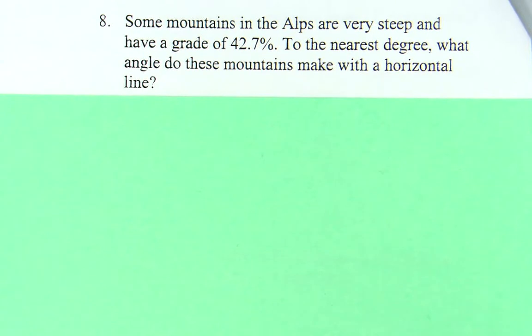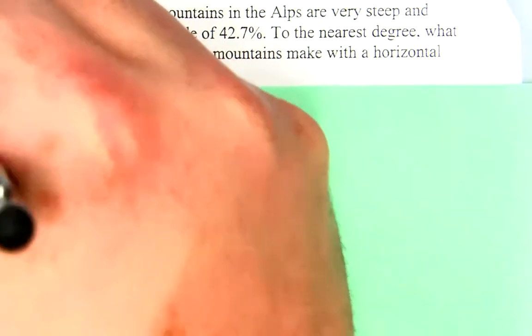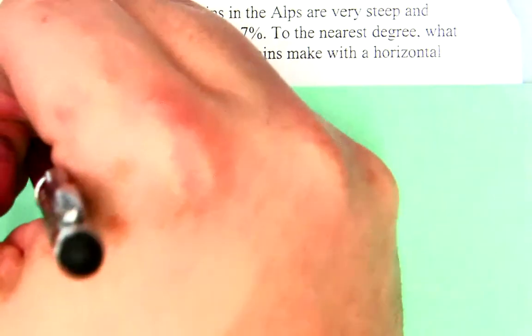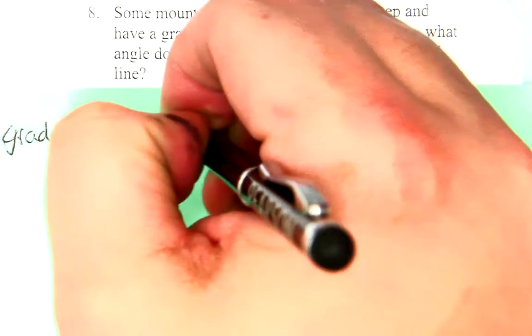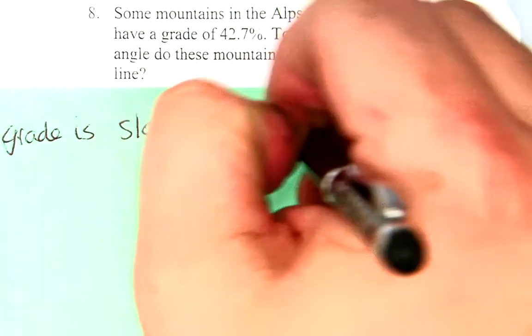In this case, a mountain grade, you can kind of think of this. Well, no, you don't have to kind of think of this. It is this. A mountain grade is slope, which means it's rise over run.